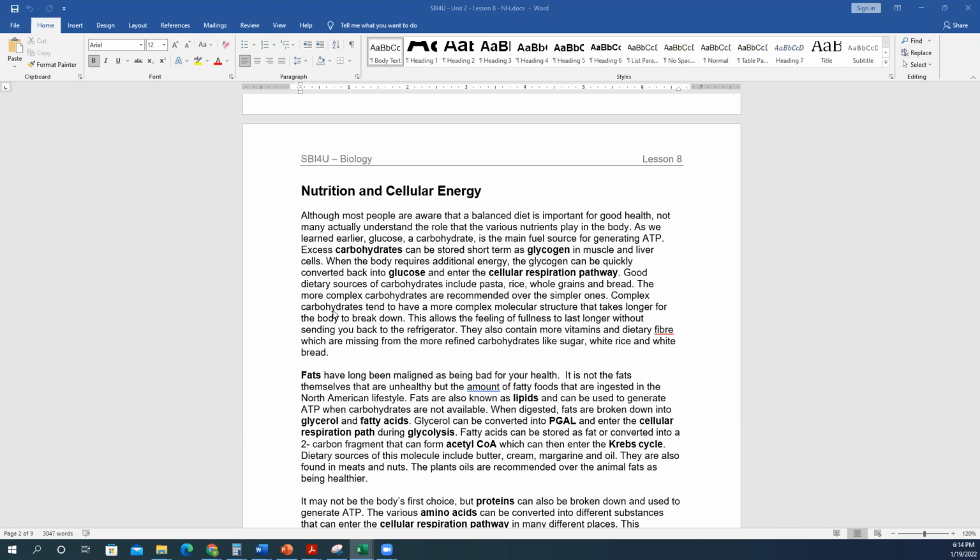Fats have also been often aligned with being bad for our health. And it's not that fats themselves are unhealthy, but actually it's the amount of fatty foods that you ingest, and that is typically ingested in the North American lifestyle and North American diet.